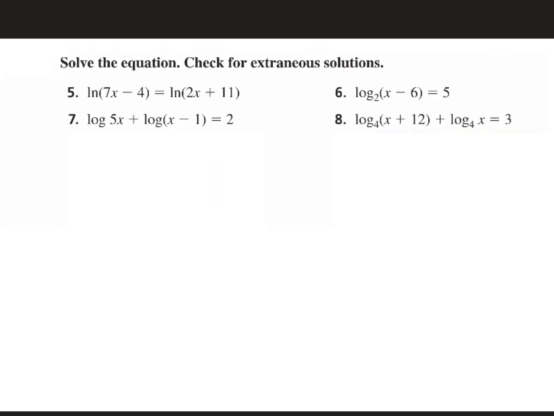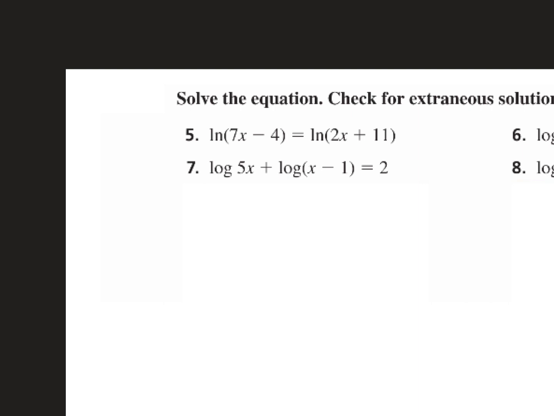All right, I want to do these 4 together. We're going to do all of these, and then we're done. You guys are doing an awesome job, and I know this is a lot on a Friday.